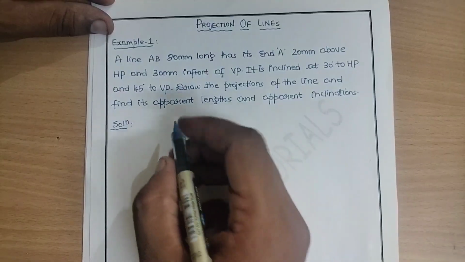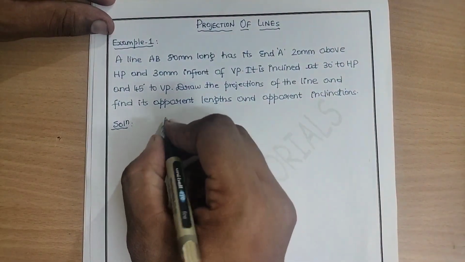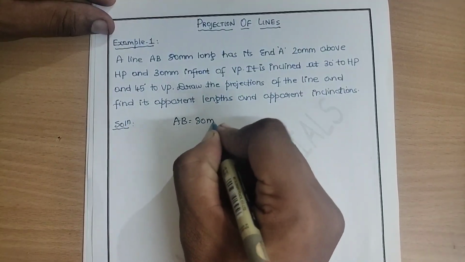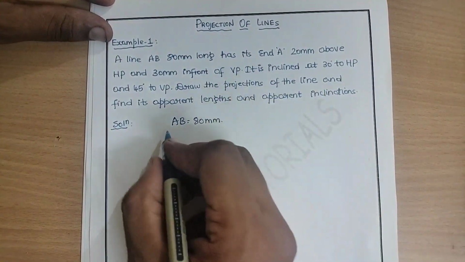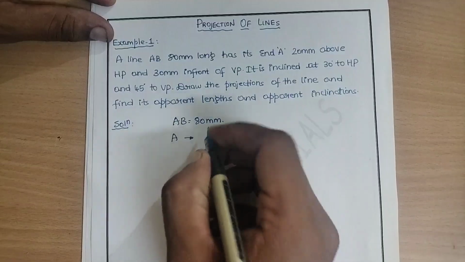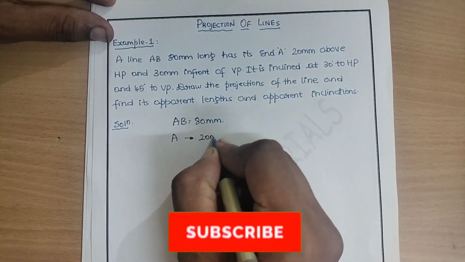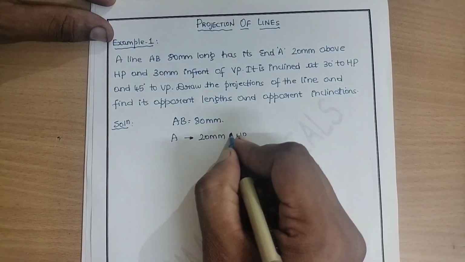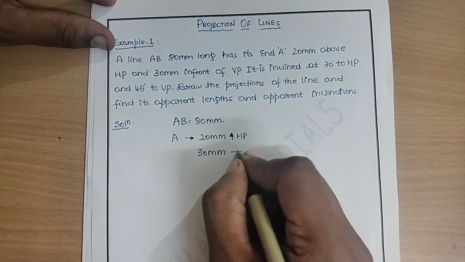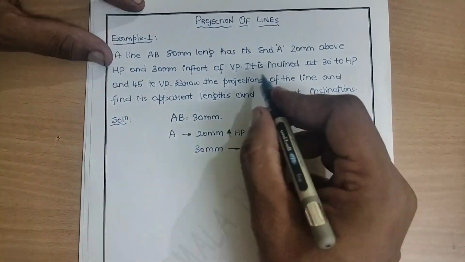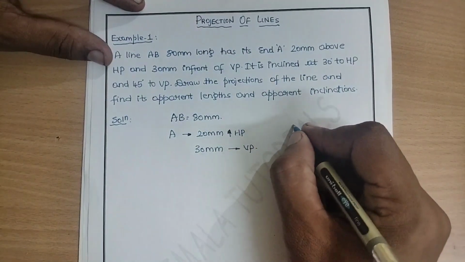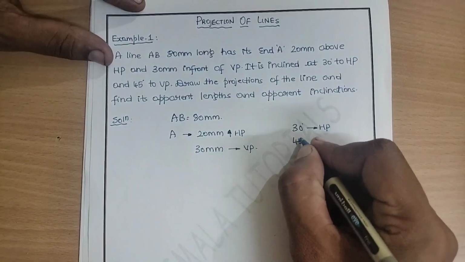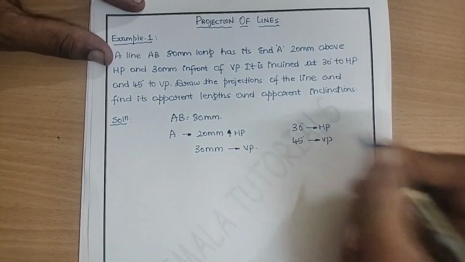What are all the data given to us? The first one is we are having a straight line AB measuring 80 mm. The second one, the same A is given as 20 mm above the horizontal plane and 30 mm in front of the vertical plane. It is inclined at 30 degrees to HP and 45 degrees to VP.